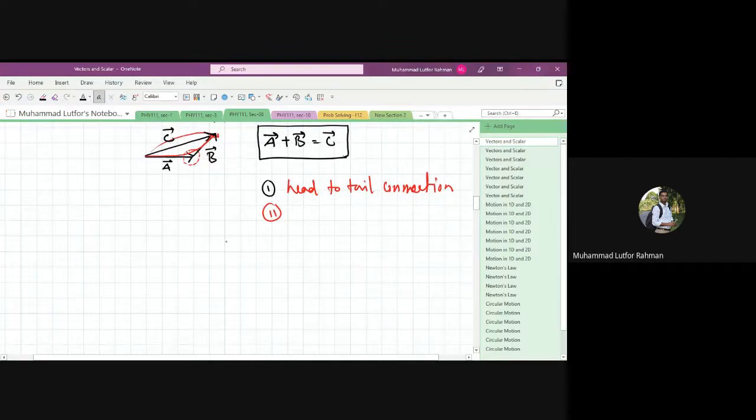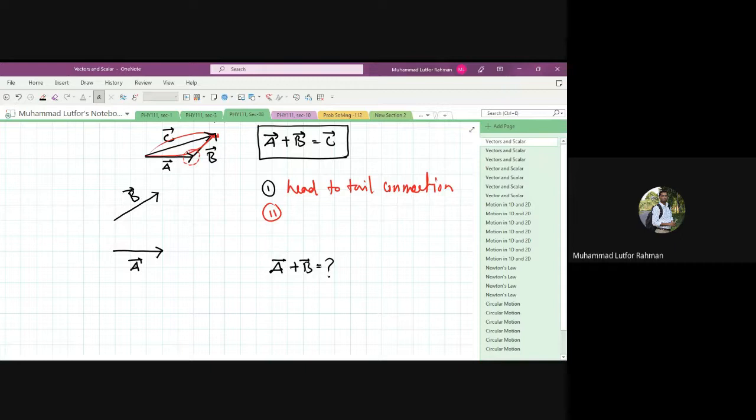Say I'm going to write another case. Say vector A is over here and vector B is over here. Now if I want to know what A plus B is, how am I going to do that? With the mathematical representation, it is very easy, right? Without knowing anything, you just add them together. But that doesn't give you the idea of what you are doing.